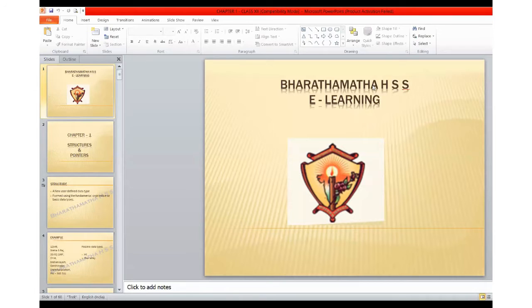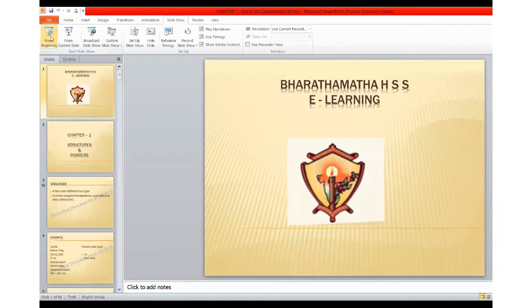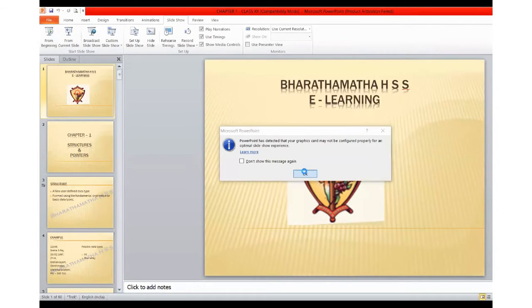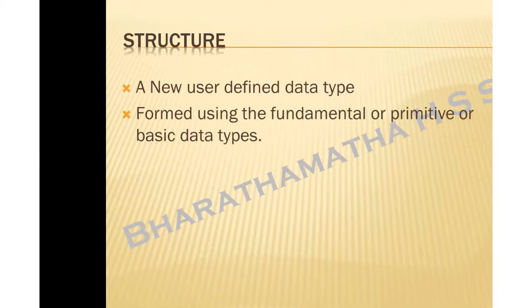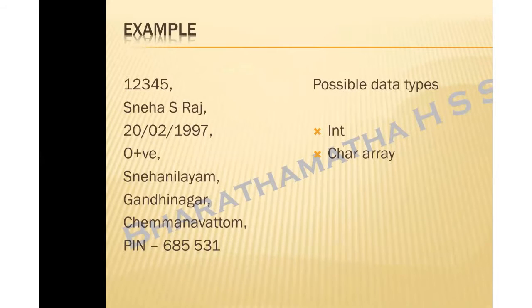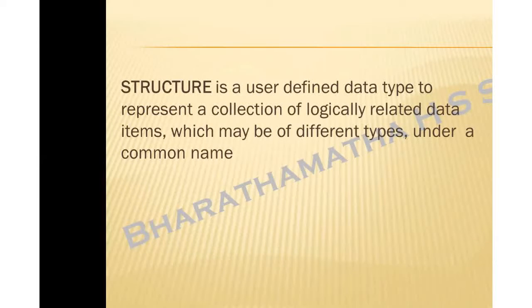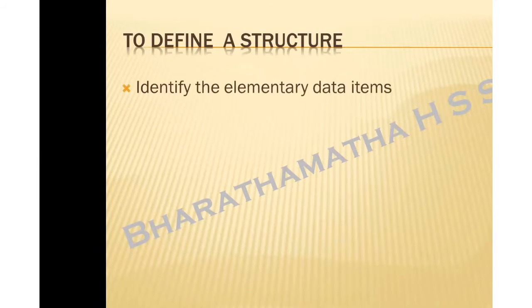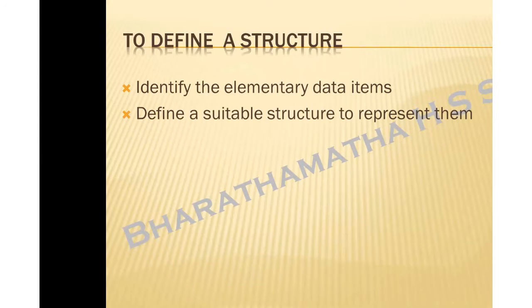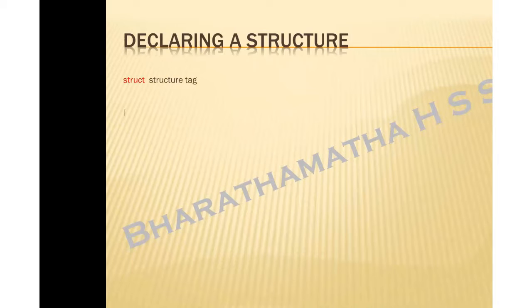So we have started with structures and pointers. A structure is a user-defined data type formed using fundamental data types, and it is a collection of logically related items defined under a common name. To define the structure, you need the keyword struct, and then using the primitive data types, you arrange all the data elements, and then you declare the structure.